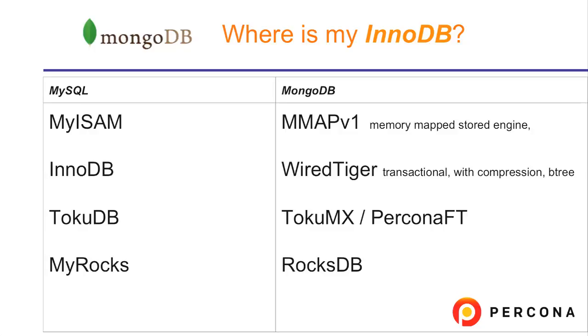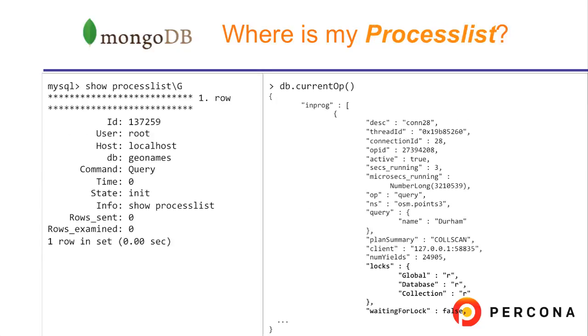But basically, those are two major storage engines. We have MMAP, which is sort of MyISAM. We have WiredTiger, which is sort of InnoDB. Any questions? All right, so let's proceed with the where is concept.